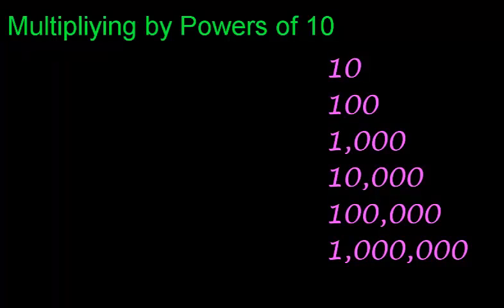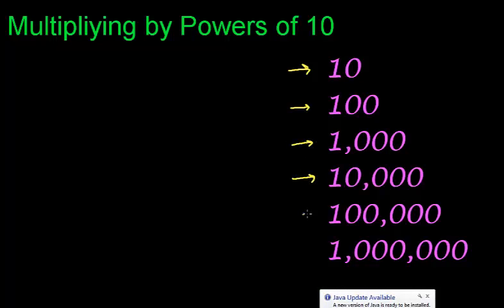Powers of 10 are these numbers you see on the side. So we can go times 10, 100, 1000, 10,000, 100,000, and 1 million. All of those that you see there are powers of 10, and this is why.